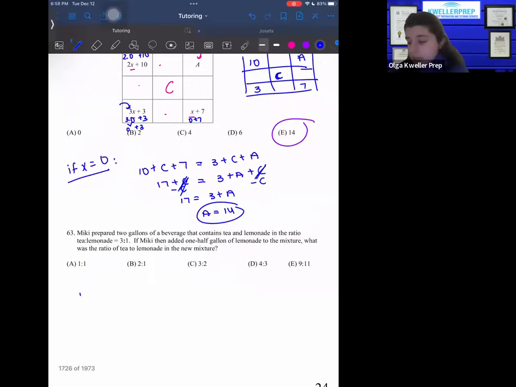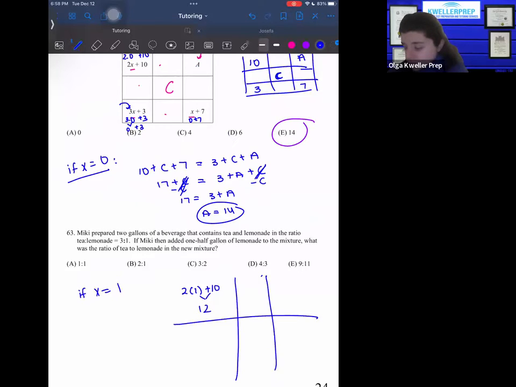So let's say x is 1, right? If x is 1, then we get 2 times 1 plus 10, so we get 12 in our cube up here. We get 3 times 1 plus 3, so we get 6 in our cube down here. 1 plus 7 ends up being 8. And then this is still a.